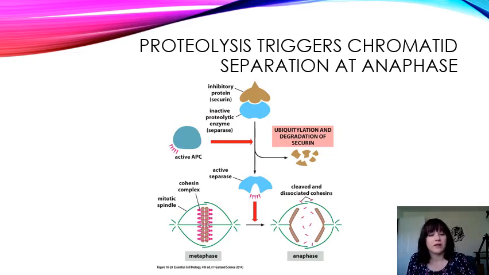And what do you know? We have something that looks a little familiar, hopefully. We have APC, anaphase promoting complex. And so active anaphase promoting complex will come in and break down that inhibitory protein securin. Now separase is active, it can break apart the cohesins and allow anaphase to occur. Hence, anaphase promoting complex.